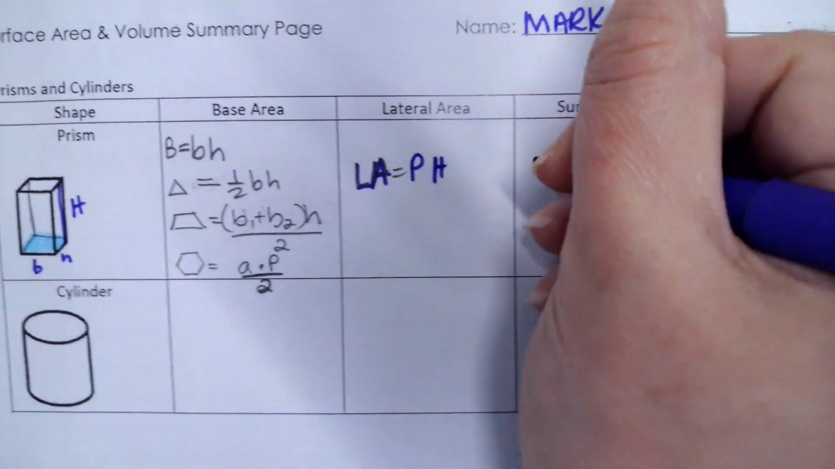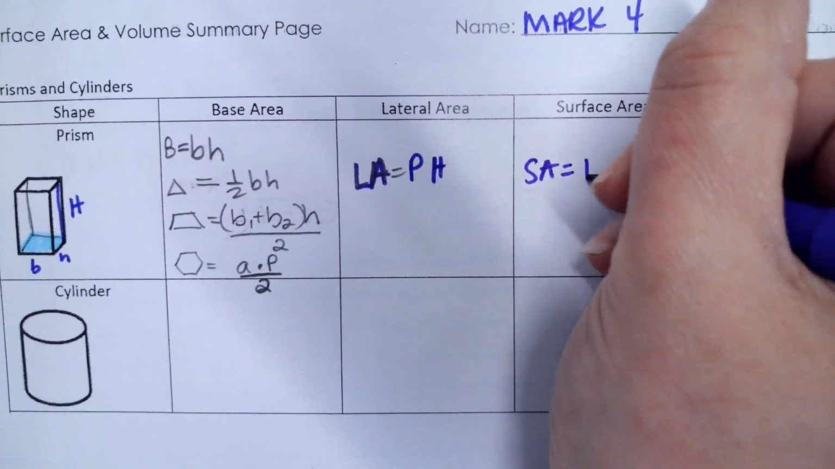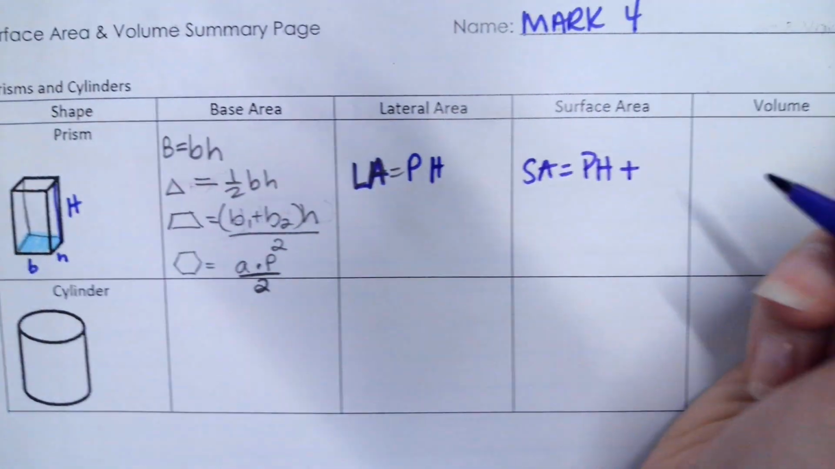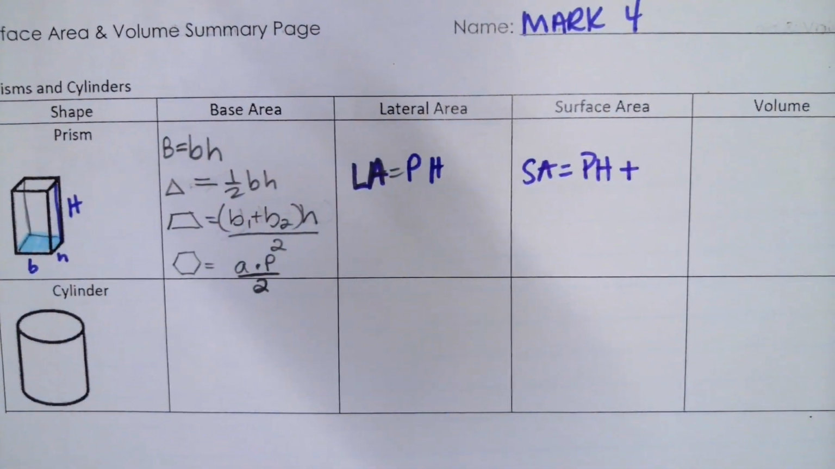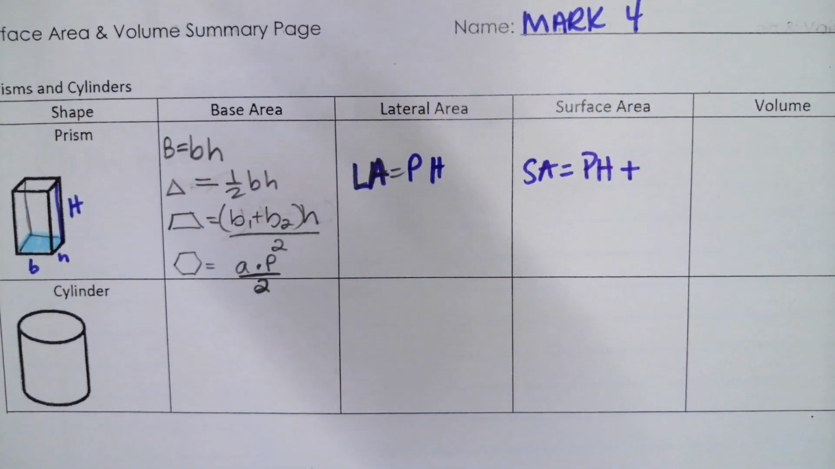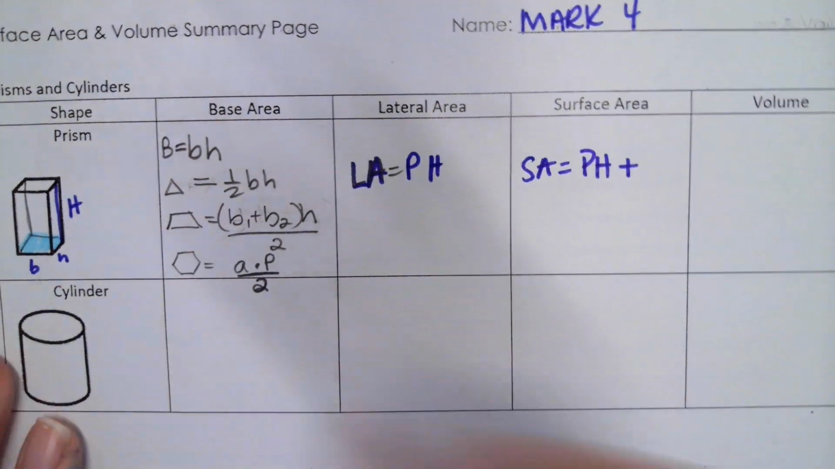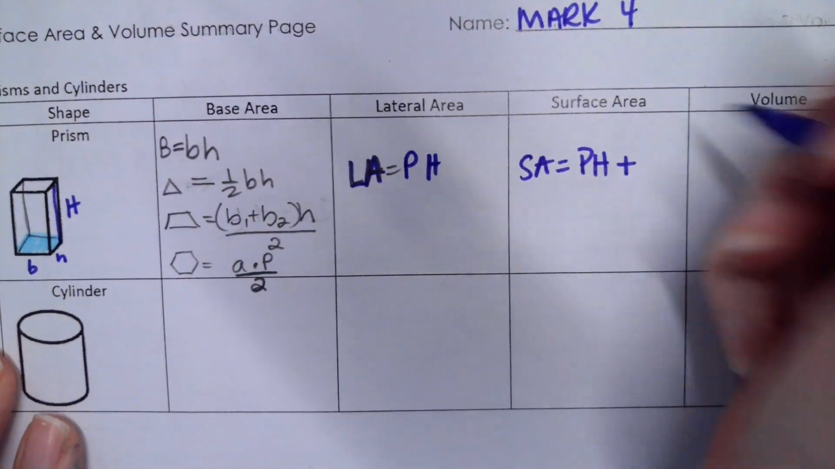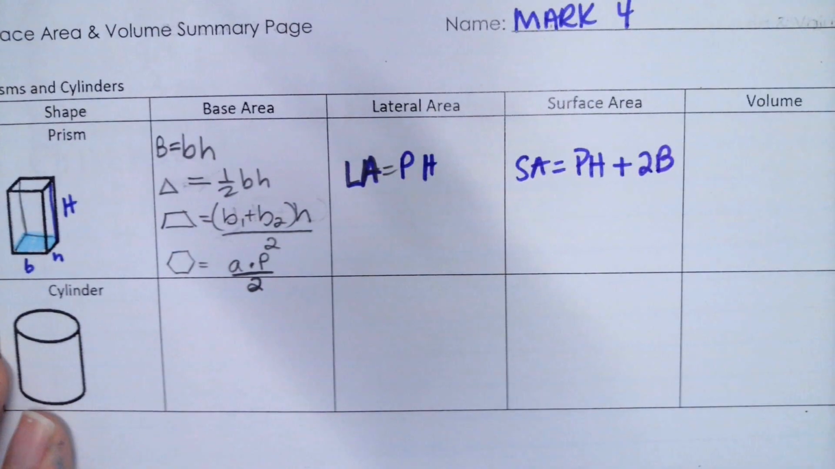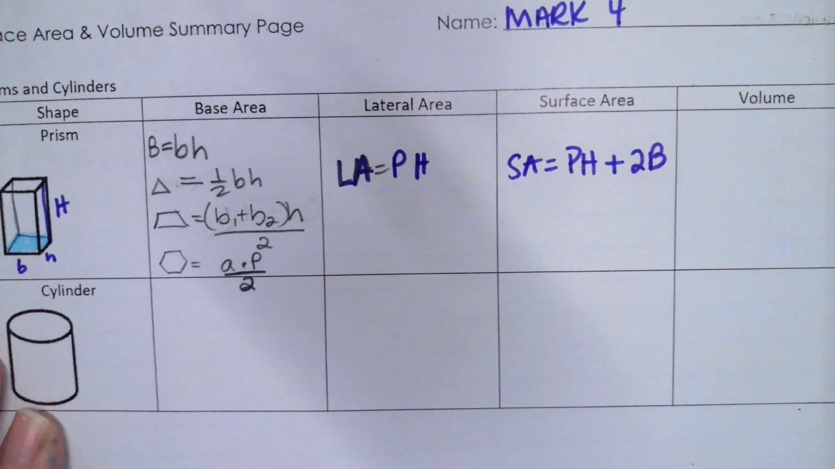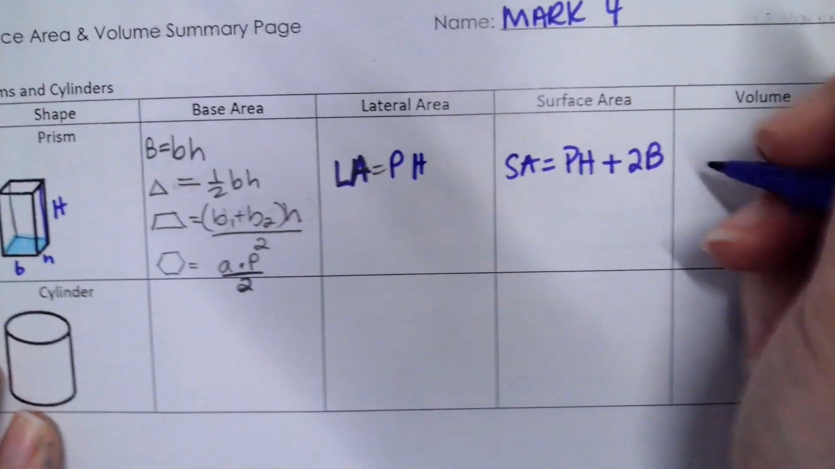So surface area, what do we need to add to it? We know we have the perimeter times the height, but we also have to add in what parts did I not include. So I have to add in the bits that I didn't include. The bases, how many bases do I have? 2, right? I have the top and the bottom. Is that okay? Mm-hmm. Okay.